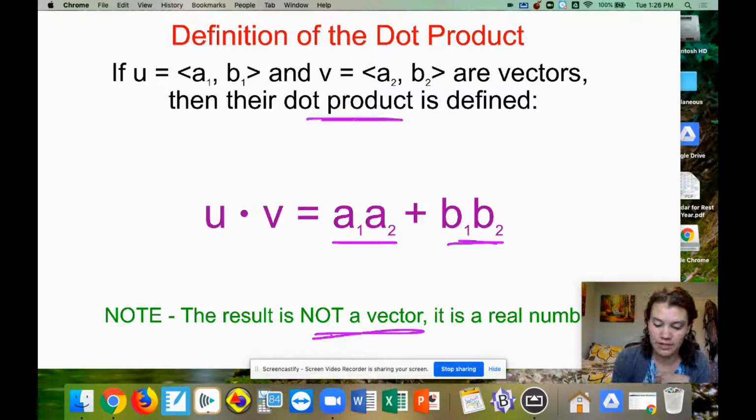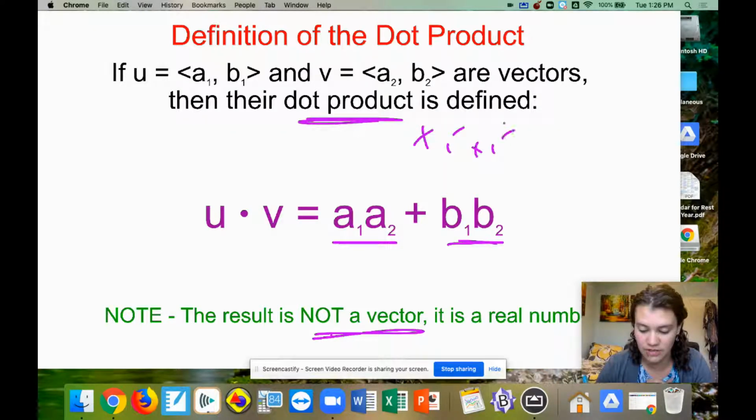And the dot product is an operation. So think of it like addition, subtraction, multiplication, division. It's an operation or something you do to something.